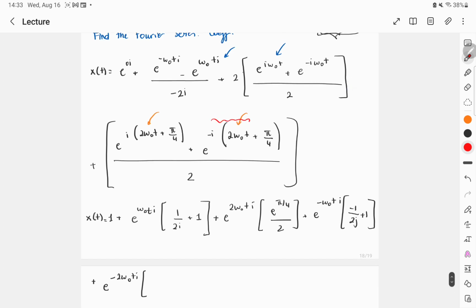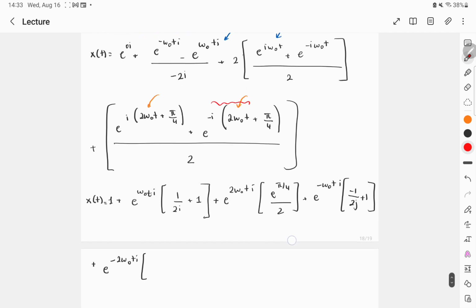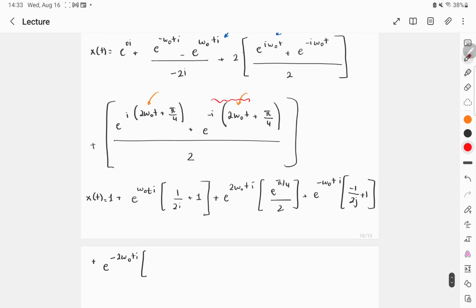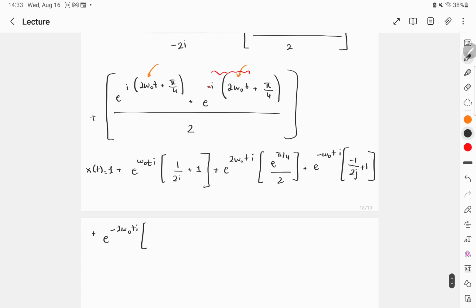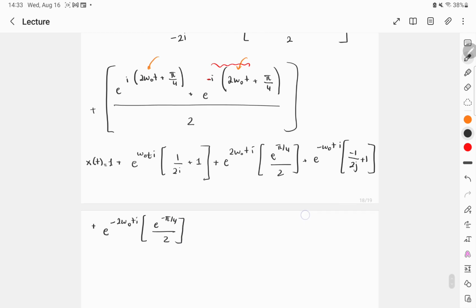I'm sorry, the previous thing that I said was wrong, but here we have a minus sign. That is why we are now including this part here. e to the minus pi over 4 over 2 is the coefficient.